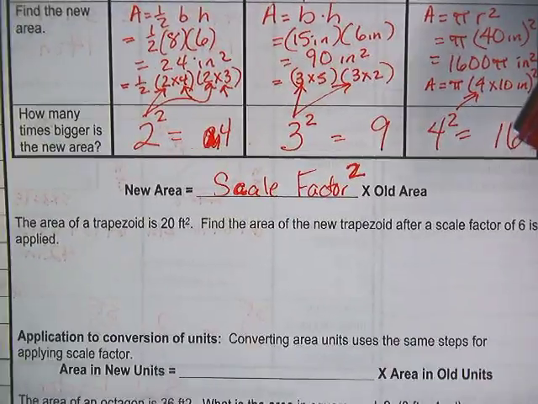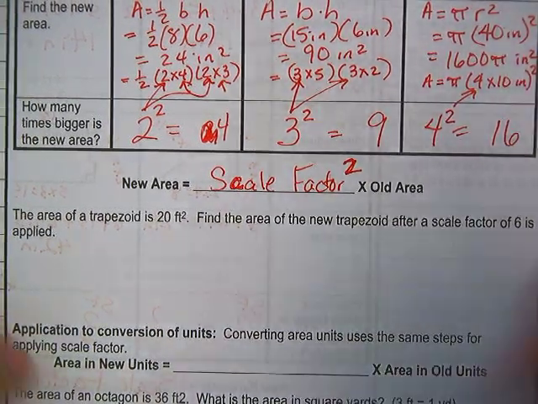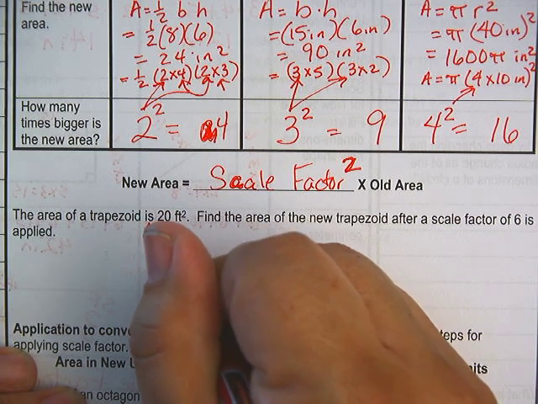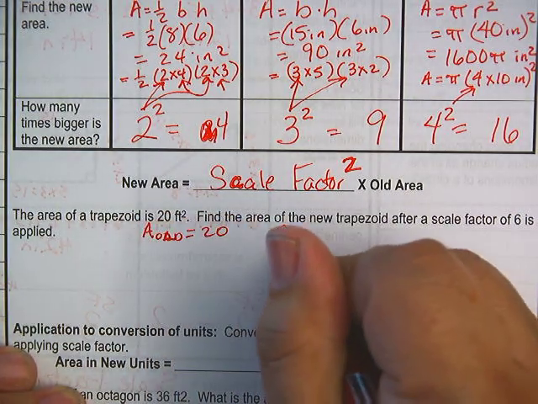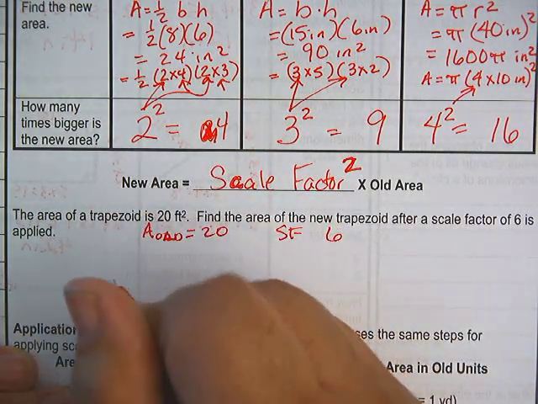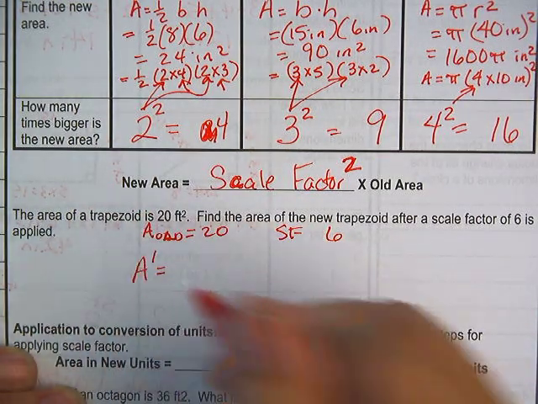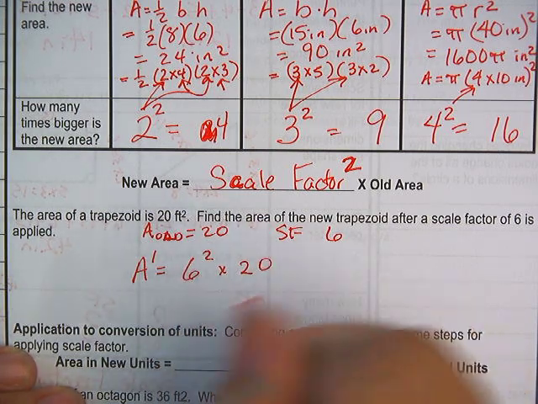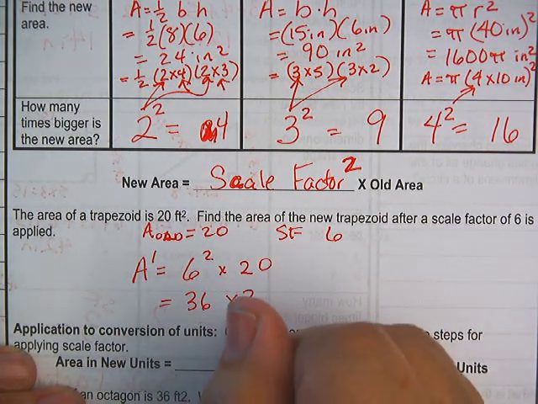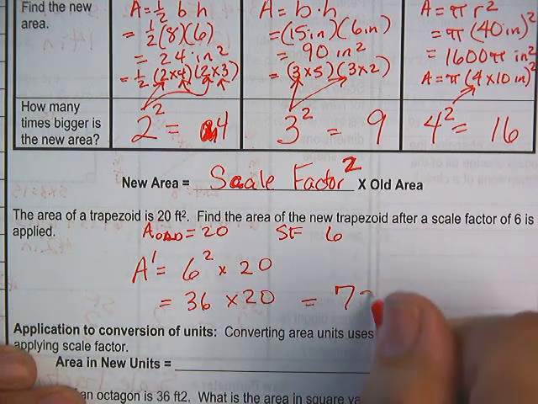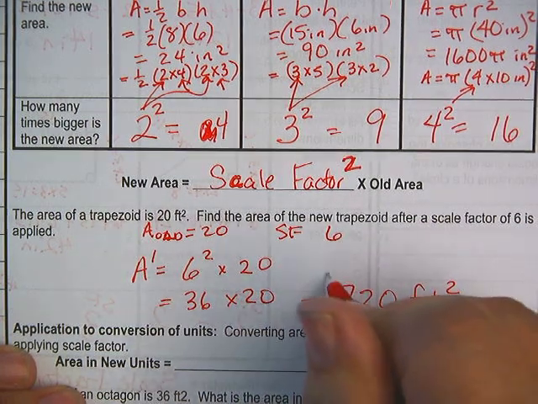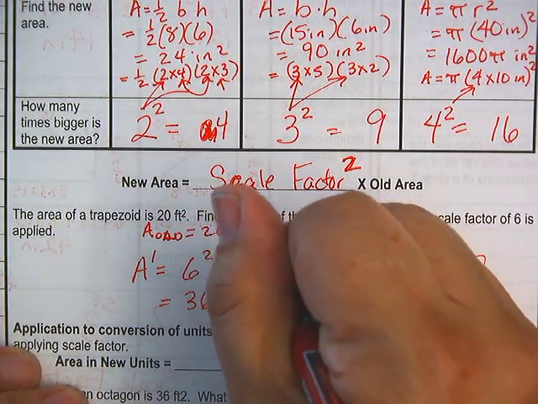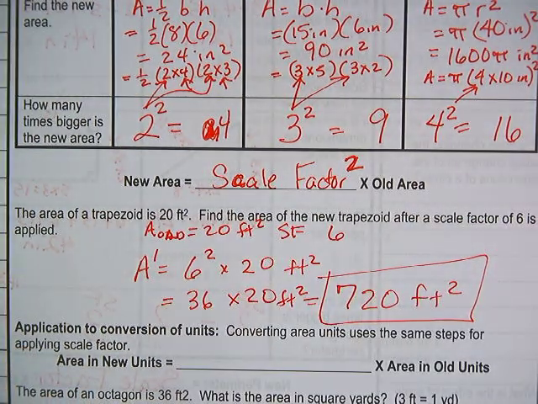All right. The area of a trapezoid is 20 feet squared. Find the area of the new trapezoid after a scale factor of 6 is applied. So I know my old area, oops, pretend I can spell, is 20, and the scale factor is 6. I'm just going to use this new formula here. A prime, that's an easy way to write new area, is 6 squared times 20. 36 times 20, 720. So that is my new area.